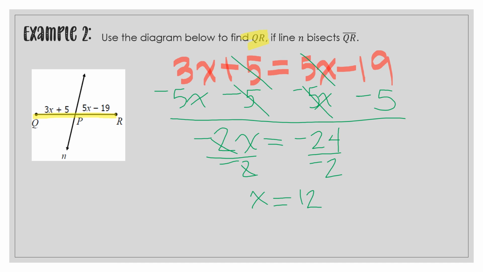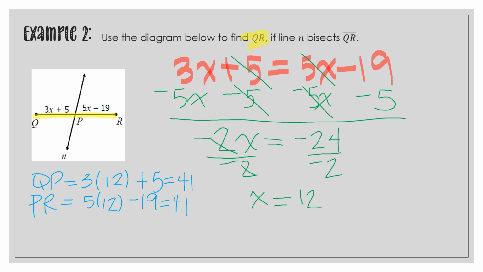So let's look for QP. I'm going to do 3 times 12, which is 36, and 36 plus 5 is 41. Now PR should also be 41. I'm going to plug it in just to make sure. We've got 5 times 12, which is 60, and then 60 minus 19 will also be 41. And so then that makes the entire segment QR 41 plus 41, which is 82.